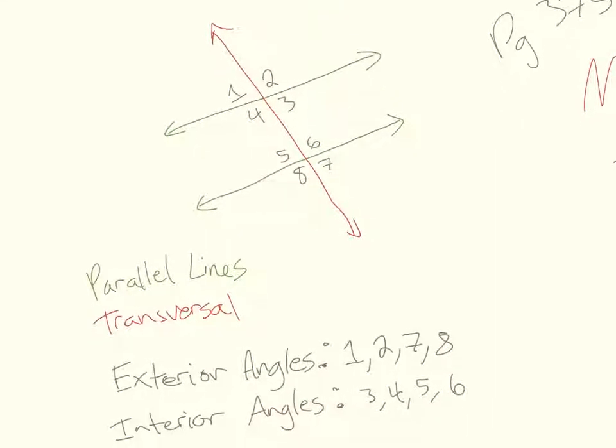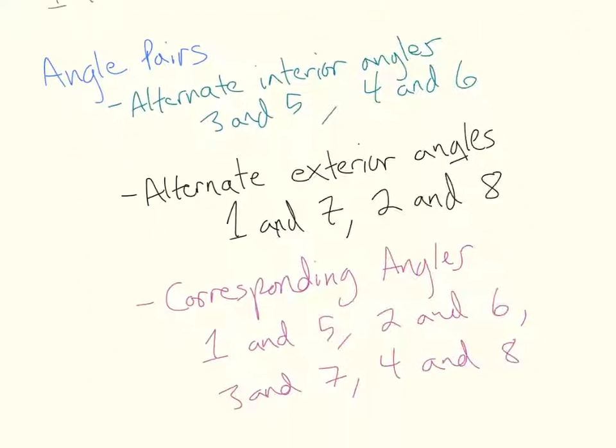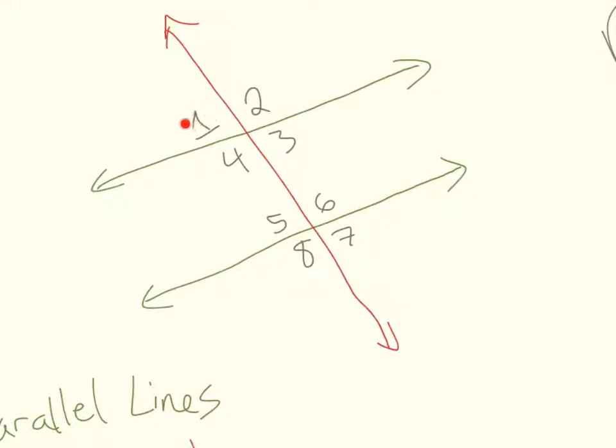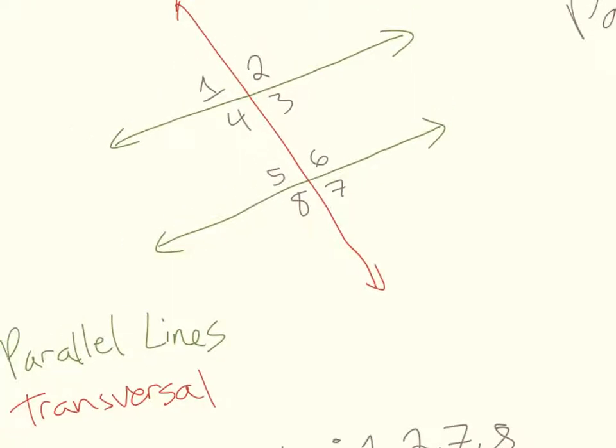And then we can do the same thing with the alternate exterior angles, spelled here. Angle 1 and 7 are an alternate exterior angle pair, and angle 2 and angle 8 are a pair. Let's go back to my picture here. So 1 and then 7 would be alternate exterior on the outside. 2 and 8 would be alternate exterior angles, and those are always the same size.